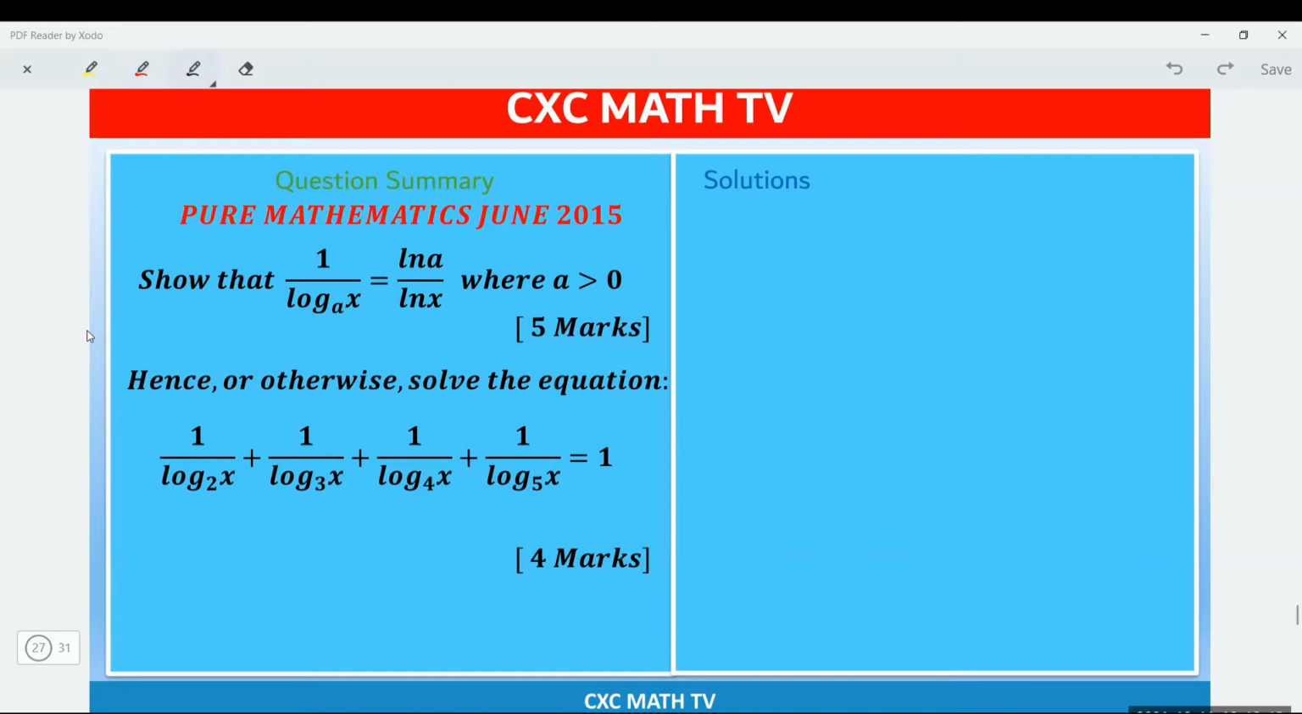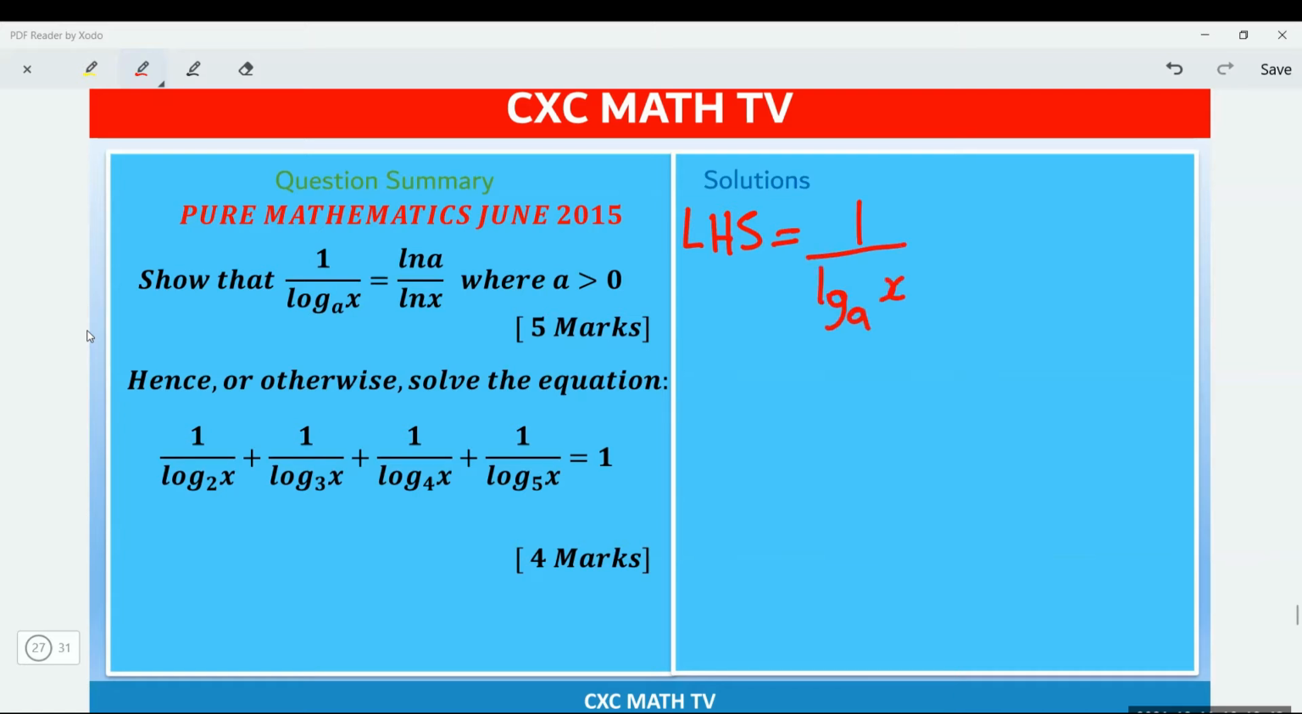All right, now the first part we have 1 over log base a of x, and we need to show that this is equal to ln a over ln x. So what we need to do is change this to base e. So look what we're going to do. Our left-hand side is equal to 1 over log base a of x.